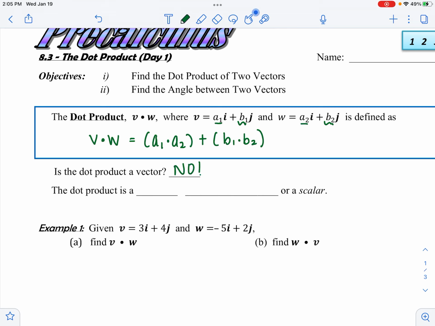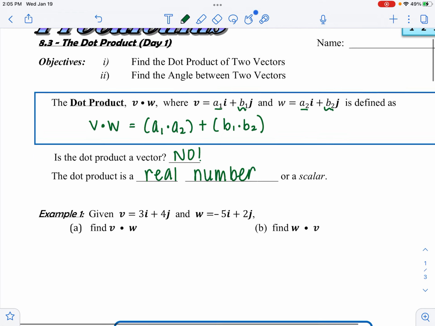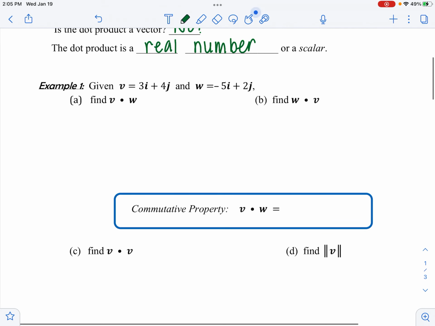So remember, all of these are numbers. So is the dot product a vector? No, it's a number. In fact, it's a real number, which can also be called a scalar.